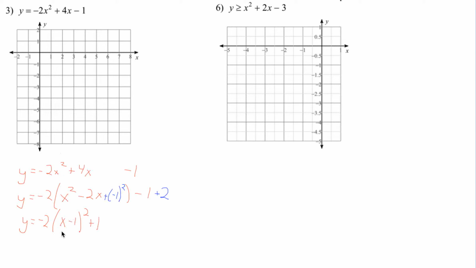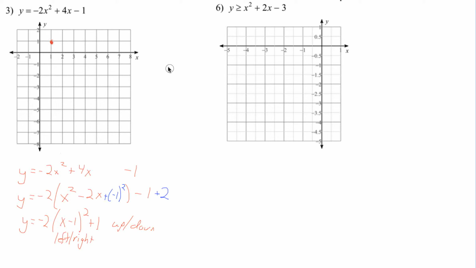And so once again, we use this to tell us that it moves left or right. And in this case, it moves right again because we think what value makes this parenthesis 0, and it's a 1. So it moves right 1 and then up 1 from what's added outside the parentheses. So we have right 1, up 1.